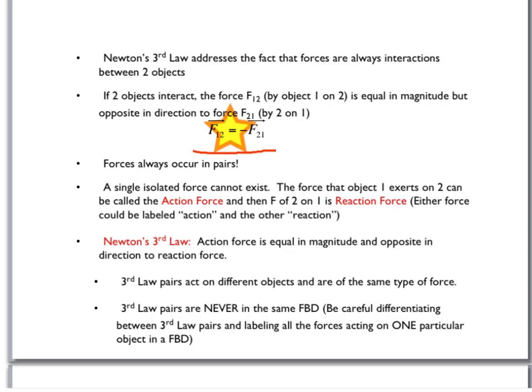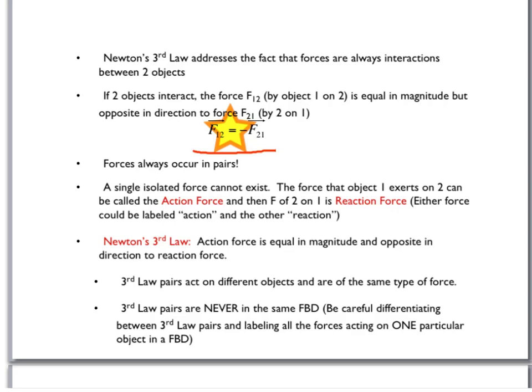The force that an object exerts on any other object is going to be called the action force, and the second, the reaction force, is the one that's pushing back in the opposite direction. It doesn't matter which force you call the action force and which one you call the reaction force. The idea is that you always have this pair of forces where if one object is interacting with a force on another, that second object will always push back with the same amount of force in an opposite direction. So, for your notes, Newton's third law says that the action force is equal in magnitude and opposite in direction to the reaction force.